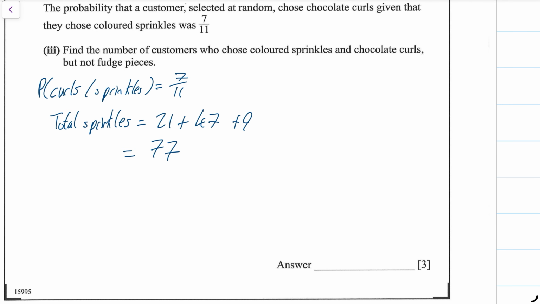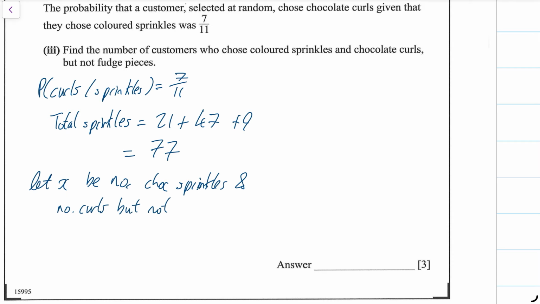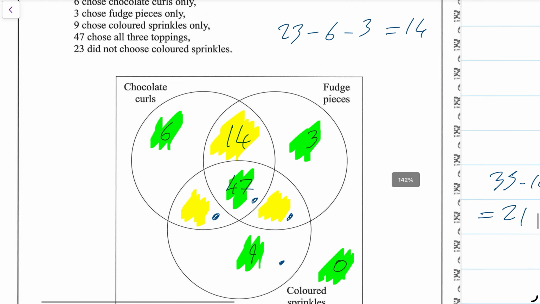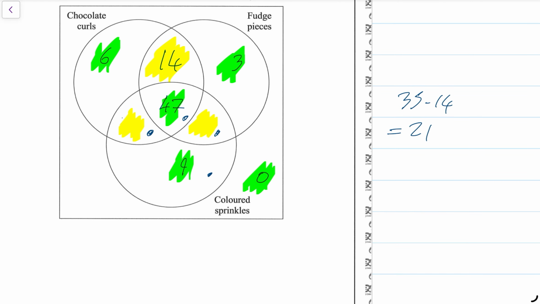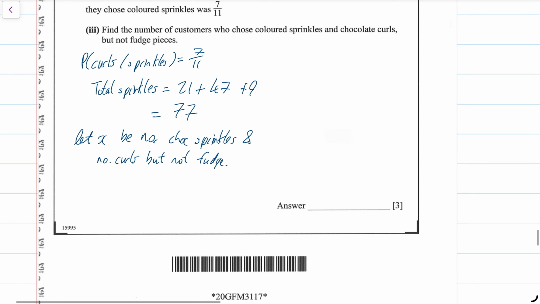I'm going to say, let X be the number of chocolate sprinkles and number of curls, but not fudge. Okay, so let's just look at that in the diagram. So basically X is this bit here. That's my X then. All right. Okay, right. Now what we want to do, so this is very difficult, very, very difficult indeed.